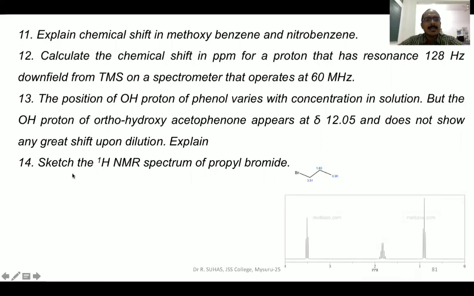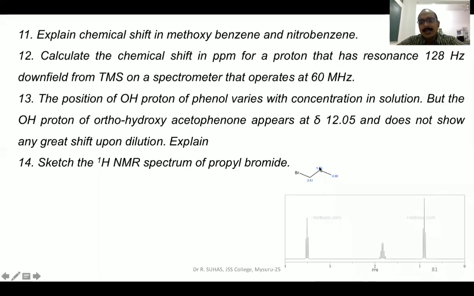The next question is, sketch the 1H NMR spectrum of propyl bromide. When such a question is asked, you have to write the structure of the compound. Propyl is 3 carbons, 1, 2, 3, and bromide. You have to see how many different types of signals you are going to get. 3 signals, CH3, CH2, CH2. All the 3 sets of protons are present in different environments, and hence you are going to get 3 different signals. Next, predict the splitting pattern.